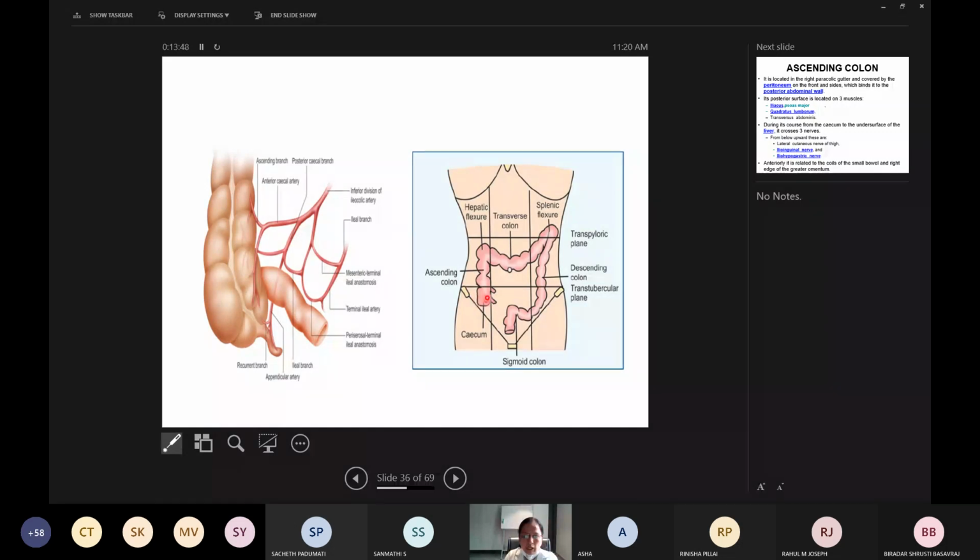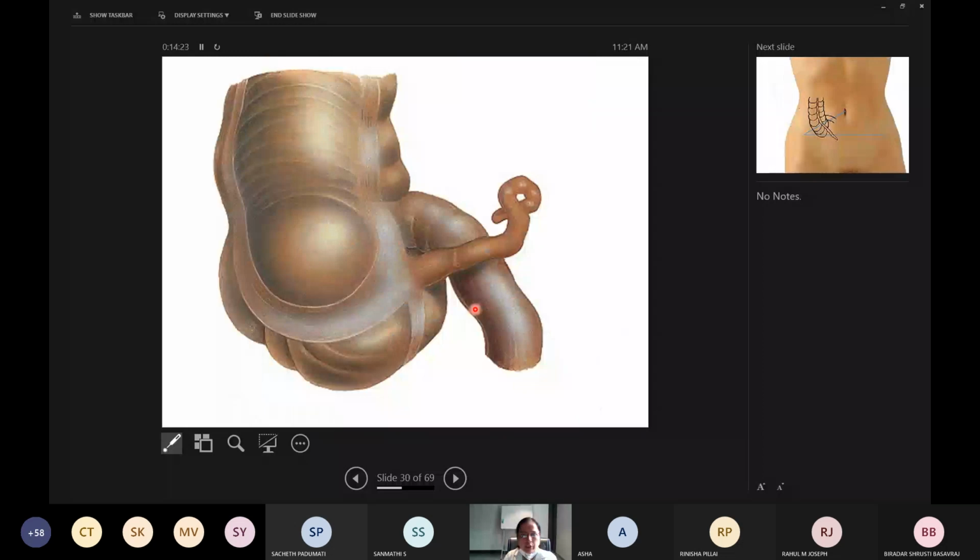So topographically, how are you going to locate the cecum? It is situated in an area bounded above by the transtubercular plane, medially by the right lateral plane, and below by the fold of the groin. So below, this is related here to the inguinal ligament. You can see here, this is the inguinal ligament. So this is the topographic relation of the cecum: above by the transtubercular plane, medially by the right lateral plane, and below by the fold of the groin.